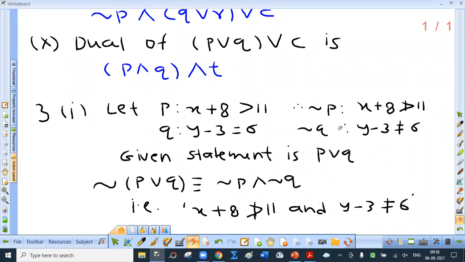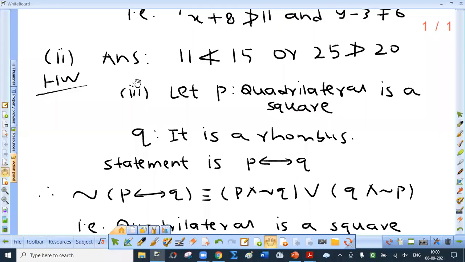Okay. Now given statement is P or Q. What will be its negation? So you have to write everything if you want full marks. Given statement is P or Q. Its negation is not P or Q, is not P and not Q. That is x plus 8 not equal to 11 and y minus 3 not equal to 6. Second is for homework. This is the answer.